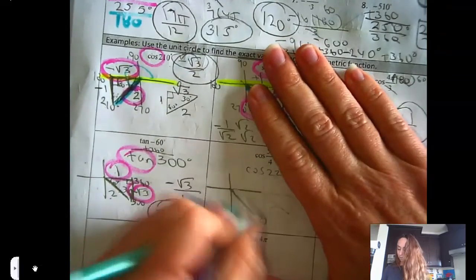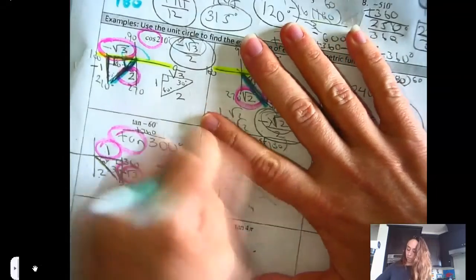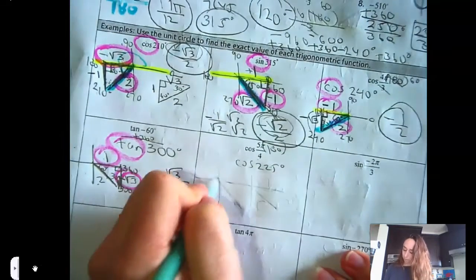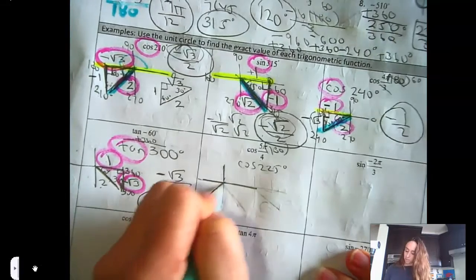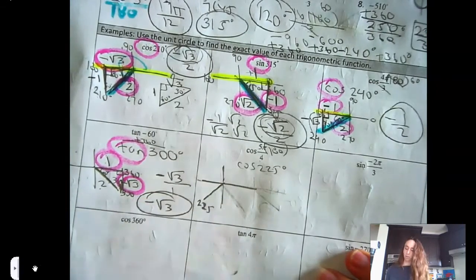Oops, no it's not. Oops, I was in the wrong quadrant. Just kidding. No wonder you're probably like, what the heck? I was thinking of 3. Okay, so let's try this again. 225 is here.